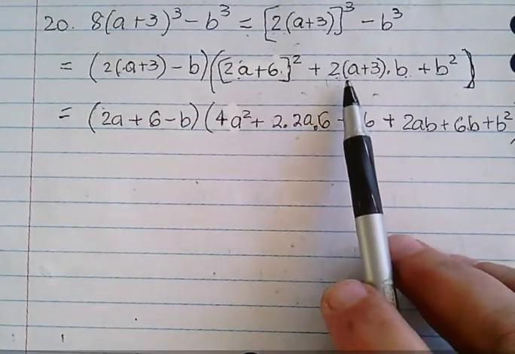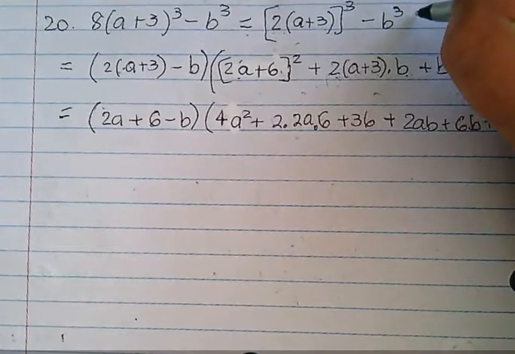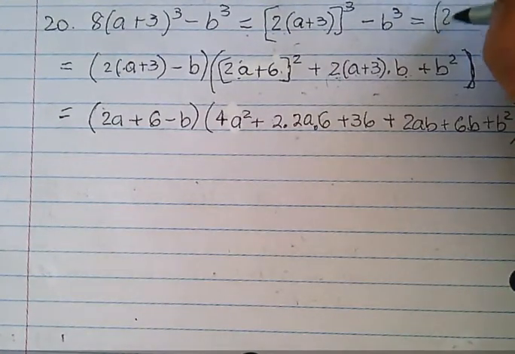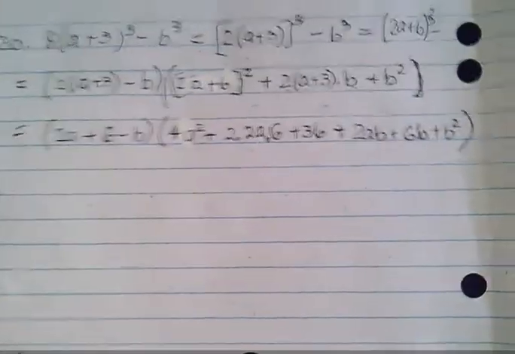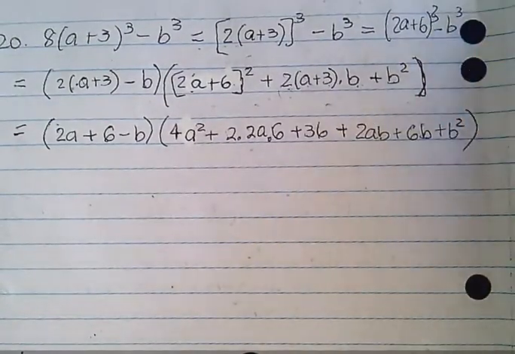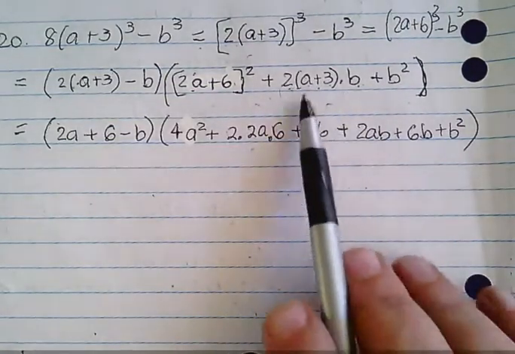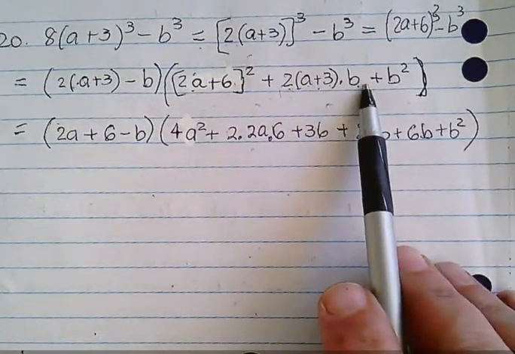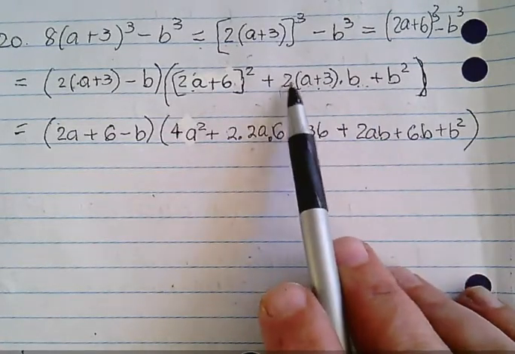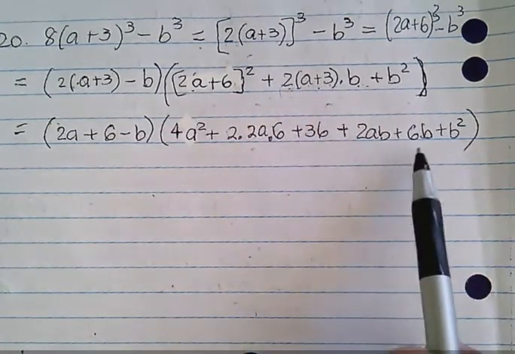have just done 2a plus 6. Can you see? Look, I should have done it like this. 2a plus 6 cubed minus b cubed, because I've had to expand this 2a plus 2 bracket. No, it's correct, because it's 2 times that times the b. Pretend the b's in the front. It's 2ba, and 2b times 3 is 6b.